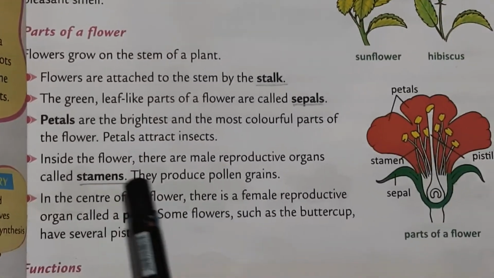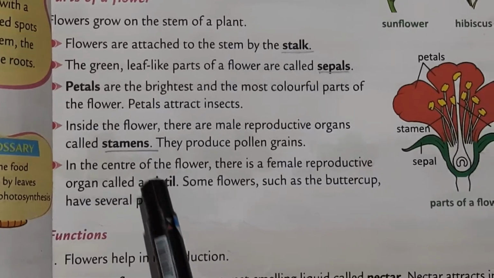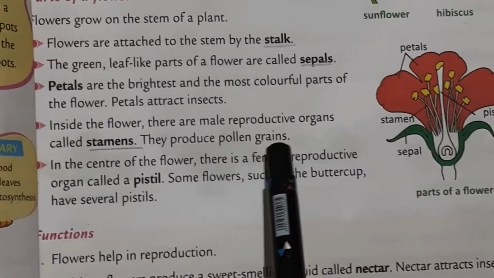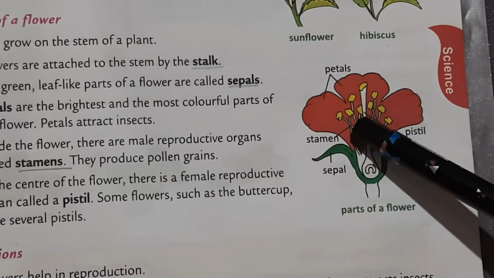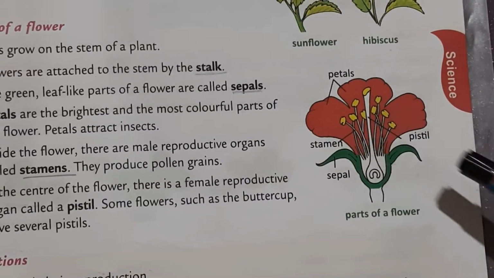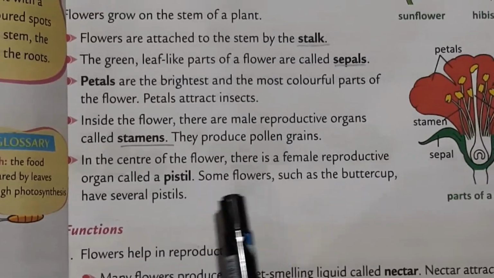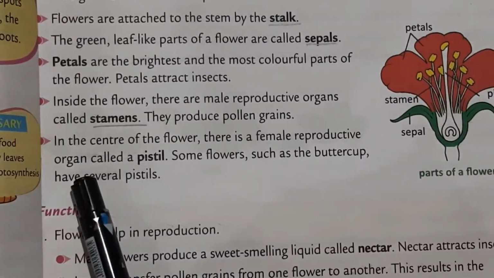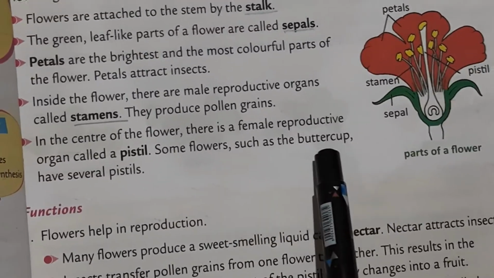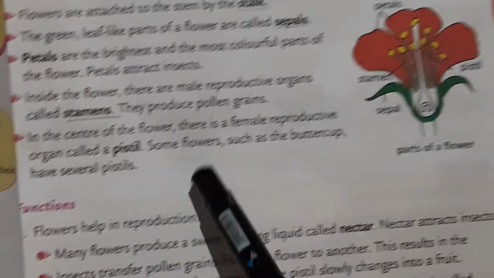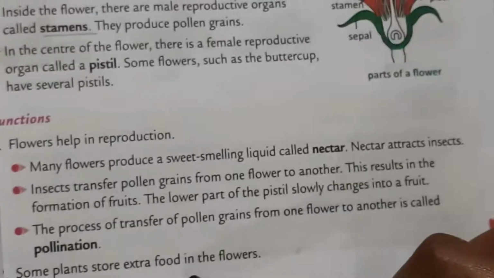Inside the flower, there are male reproductive organs called stamens. They produce pollen grains. These are the stamen. Can you see it? In the center of the flower, there is a female reproductive organ called pistil. Some flowers, such as buttercup, have several pistils. This one is the pistil.